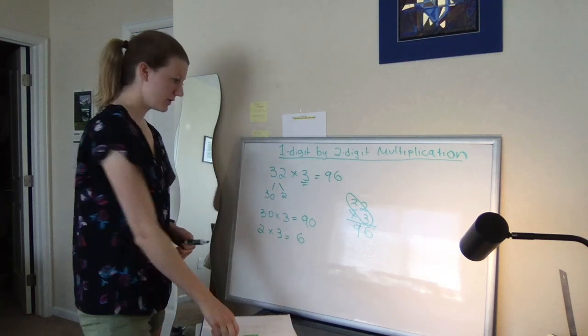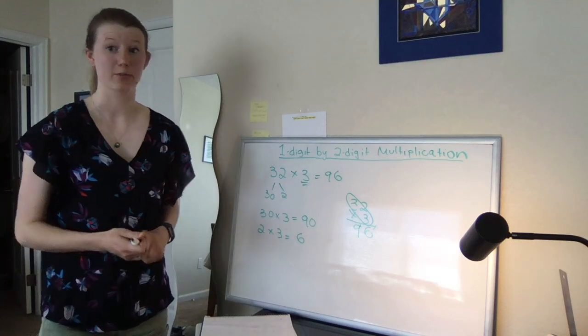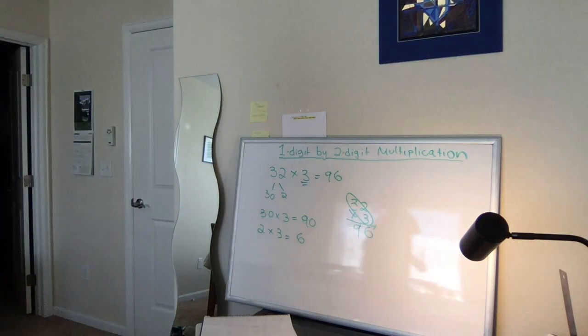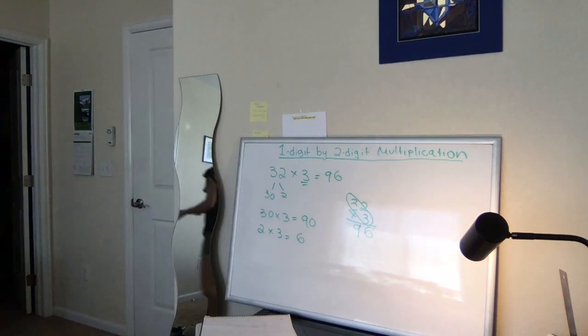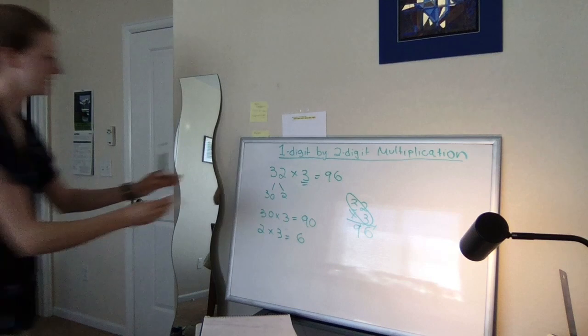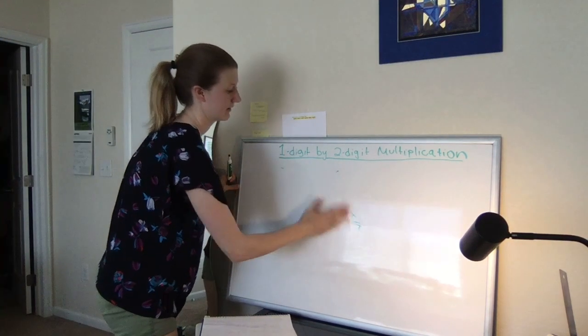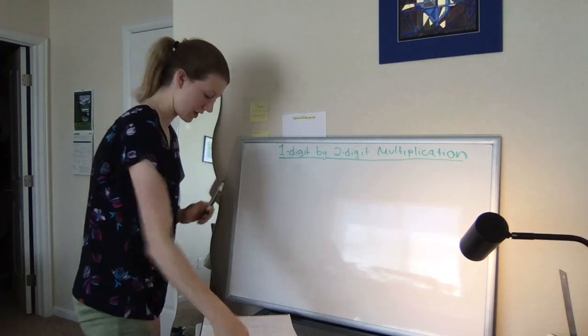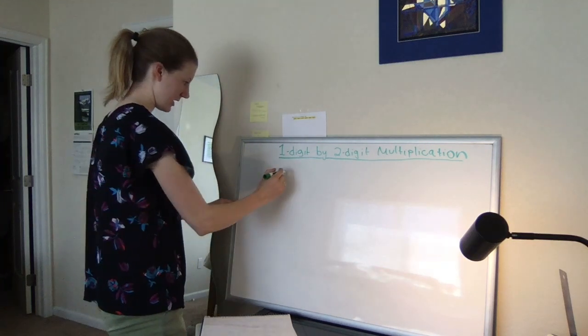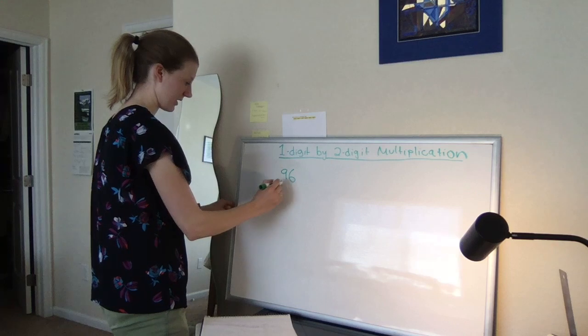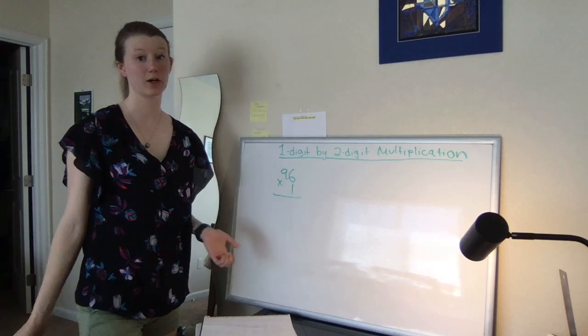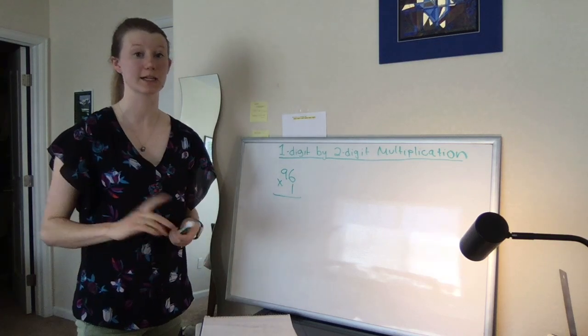Okay, so let's practice doing another problem. I'm going to take my eraser here, my low budget eraser. Okay, we are going to multiply 96 times 1. Now this is easy, we already know the answer, but we're just doing this to practice.